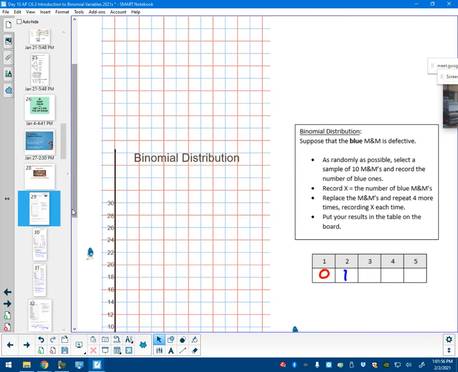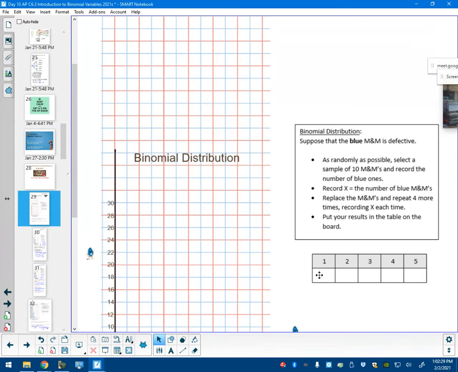Binomial means two. So like true, false, left, right, blue or not blue. You can turn any situation really into a binomial situation, doing an event and its complement. So we're going to pretend that the blue M&Ms are defective, and we're going to see how many blue M&Ms we have. And we're going to do this using sampling.